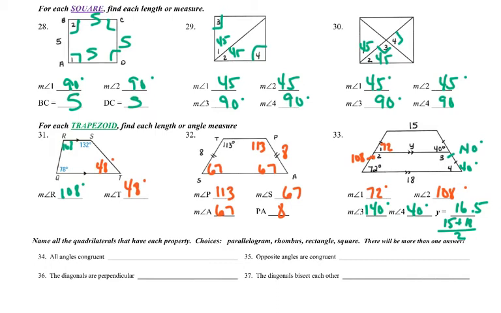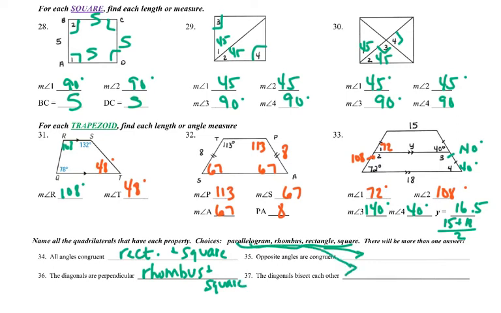Naming all the quadrilaterals that have all angles congruent, this would just be rectangle and square. Opposite angles are congruent is all of them. I'm just going to write them like that. Parallelogram, rhombus, rectangle, square. Diagonals perpendicular only happens in rhombus and square. And the diagonals bisect each other again happens in all of them.